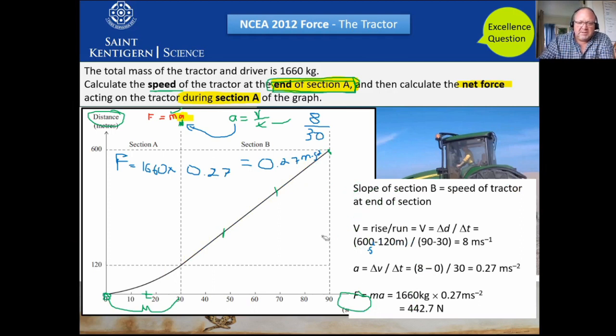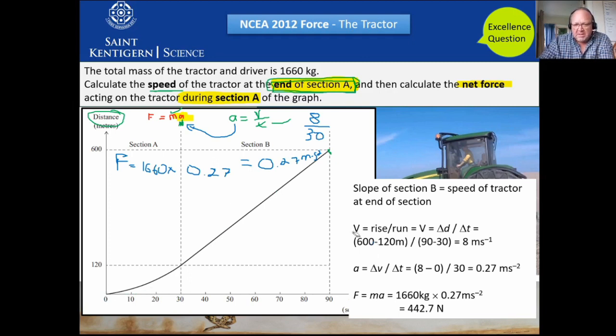Okay, so it starts off by saying that the slope of section B equals the speed of the tractor at the end of section A. Okay, as I say, I think it's a nasty question, but hey, now we know. So when they ask you something, the speed at the end, you always use the next section's speed, especially, well, you make sure that the next section's speed is actually a constant speed, and then you use that.